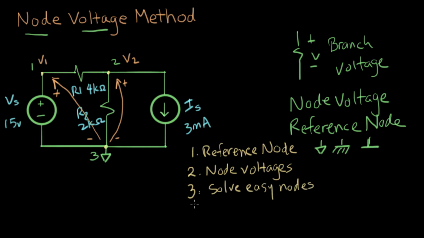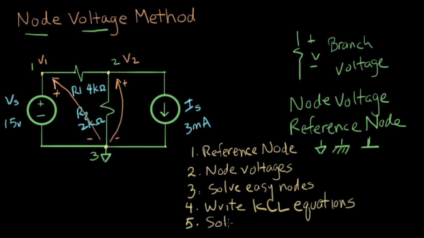And I'll show you what that means in a second. The fourth step is to write KCL, Kirchhoff's current law, equations. And the fifth step is to solve the equations. That's the node voltage method. And we're going to go through the rest of this.